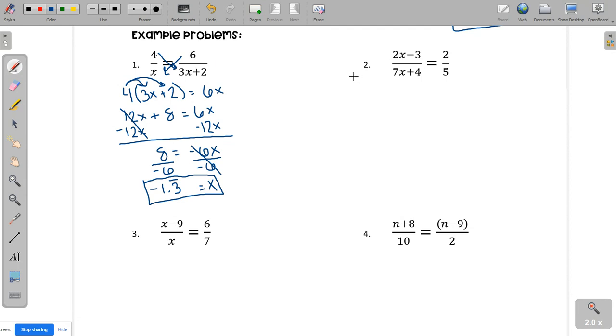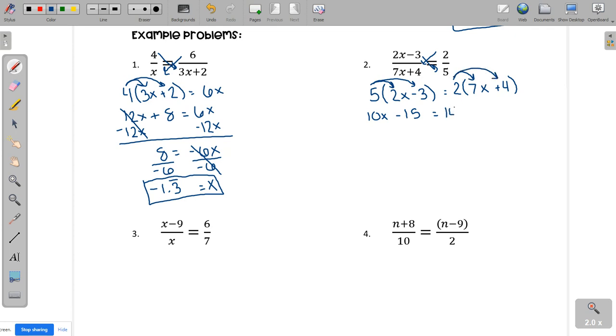Okay, number 2. Same process, cross multiply. So we'd have (2x minus 3) times 5. We can put the 5 on the other side, but if you have it on the end, that's totally fine. It's going to equal 2 times (7x plus 4). Now we have 2 sets of parentheses we have to get rid of. So distribute in the 5, we get 10x minus 15. Now distribute in the 2.